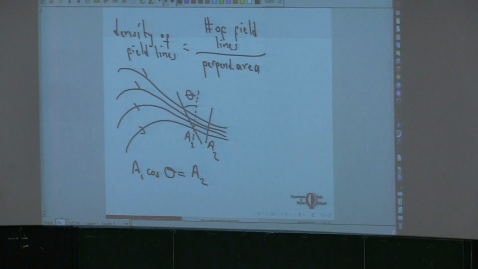Now, why? Let's take an example. I mean, is this clear to everyone? Why is A1 times cosine theta equal to A2? I mean, just think of them as if they are rectangles.